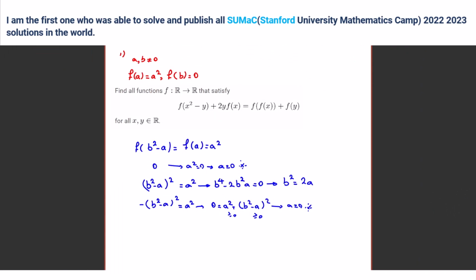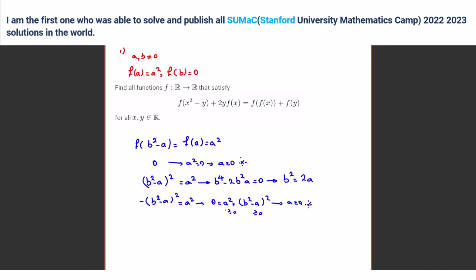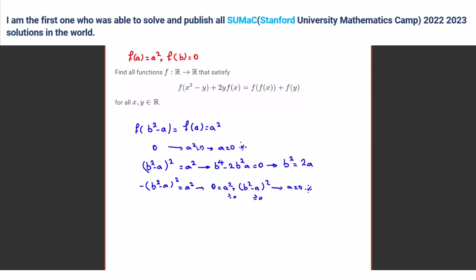A, X is A, Y is B. And then I took cases and got contradiction. Here, how do you reach contradiction for this case? Oh, so I substituted X as A, Y as B, so f of A squared minus B plus 2B f of A equals f of A plus f of B.